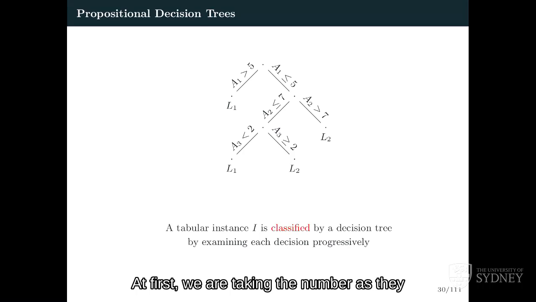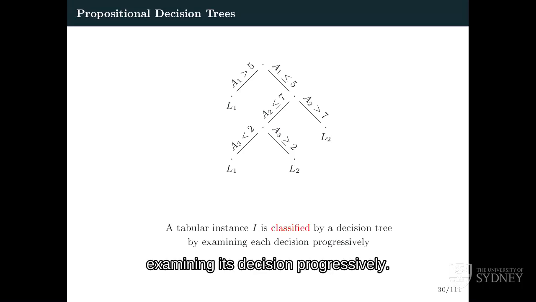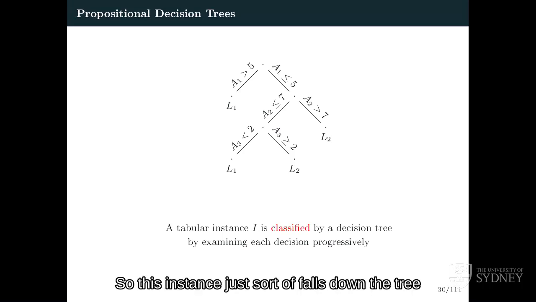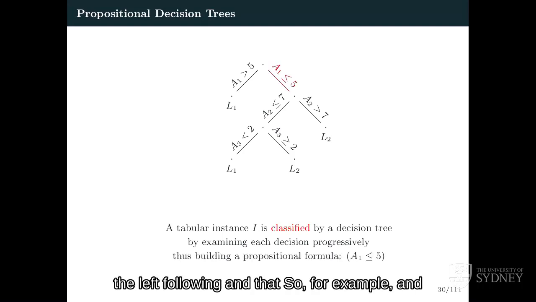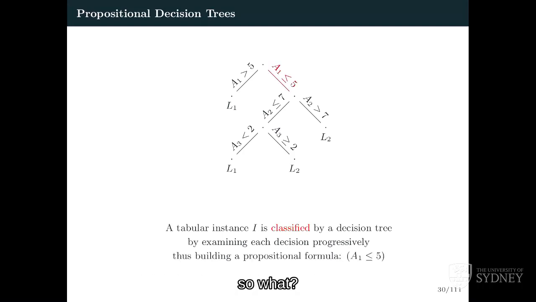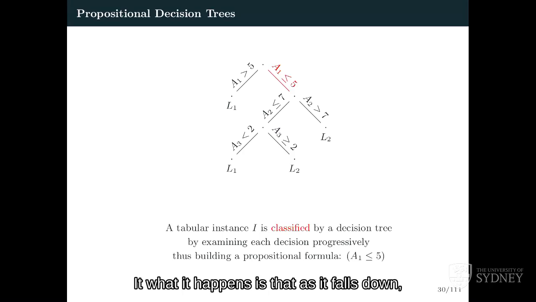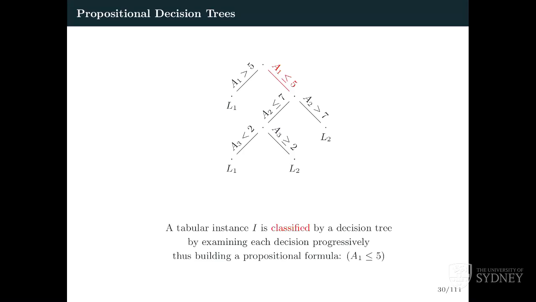We are taking the numbers as they are, and we classify them on the tree. A tabular instance is classified by a decision tree by examining its decision progressively. So this instance just sort of falls down the tree, and it goes either to the right or to the left. And as it falls down, it builds a propositional formula.